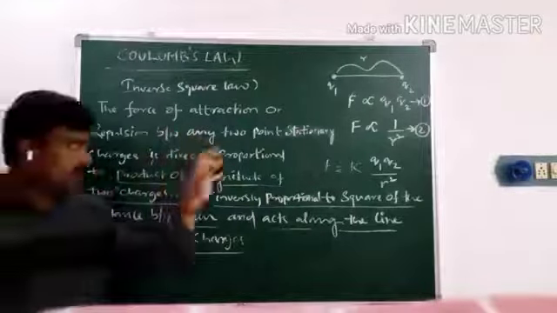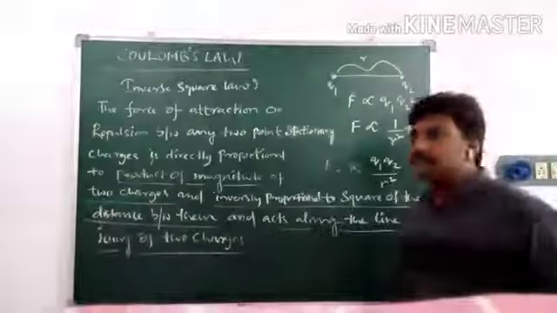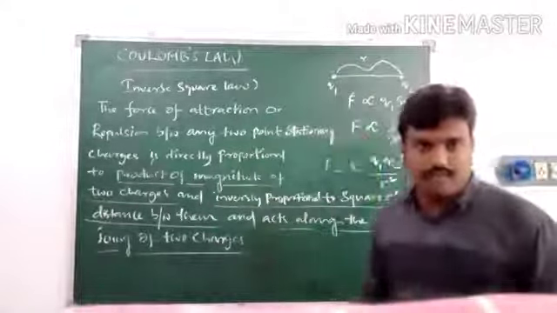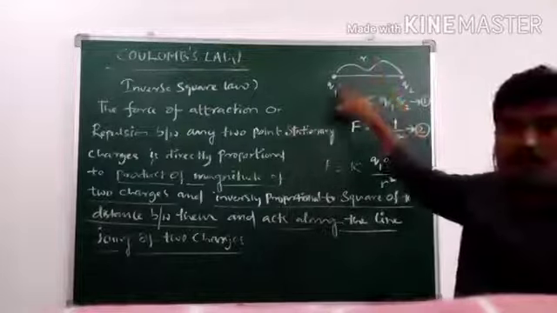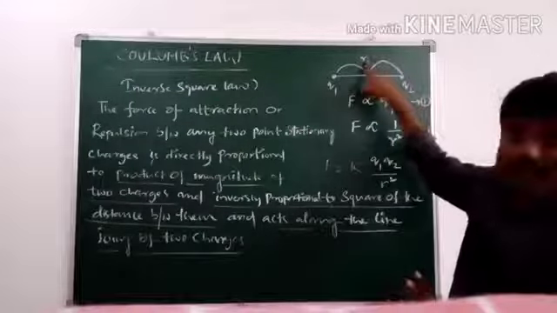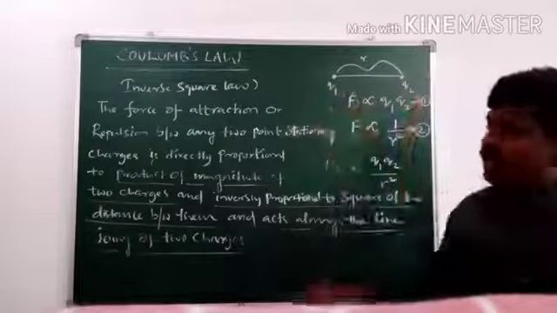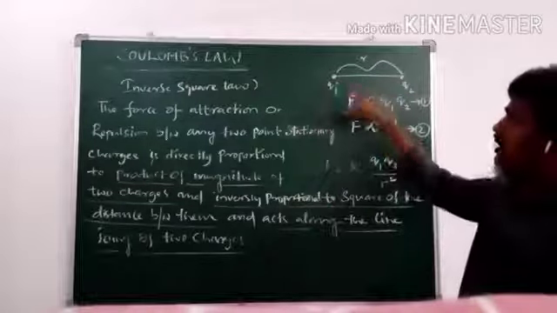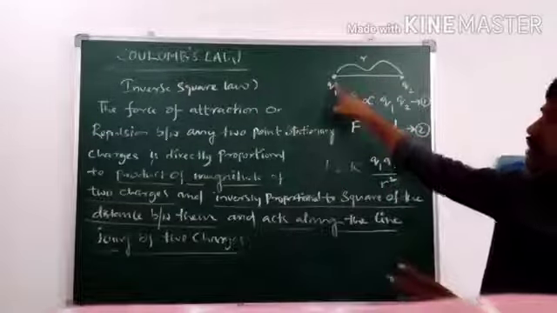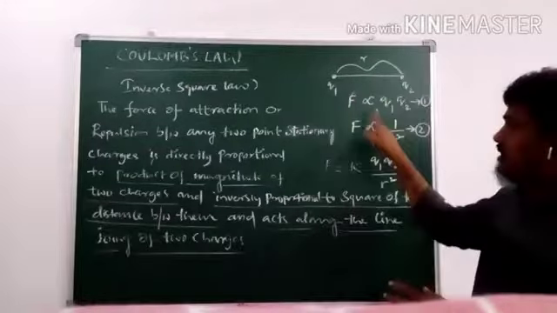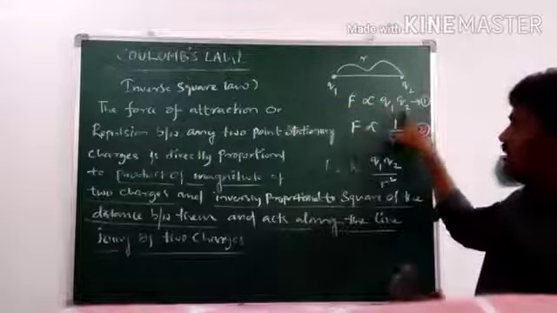So from this particular definition, we can derive a formula. Let us see that particular formula. It is very easy here. Now let us go with two charges Q1 and Q2 which are separated by a distance R. Now there might be a force of attraction or repulsion, we don't know that, but the magnitude of force between these two charges is directly proportional to the product of magnitude of two charges.